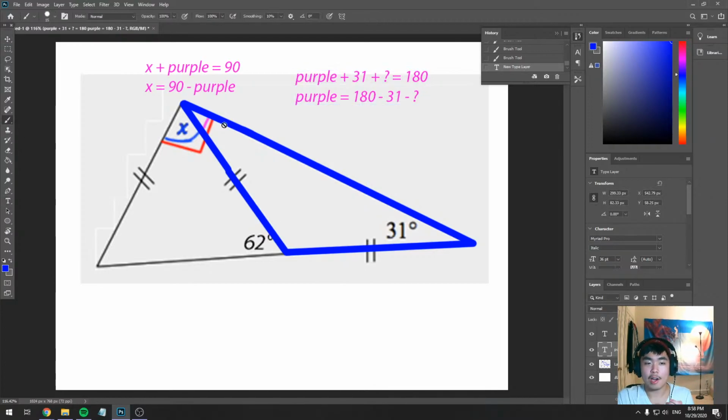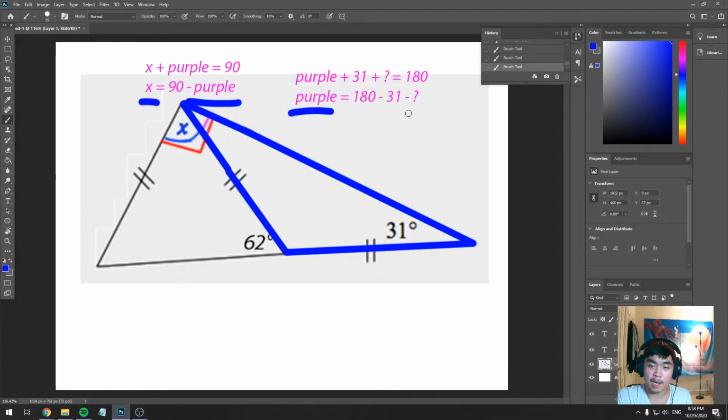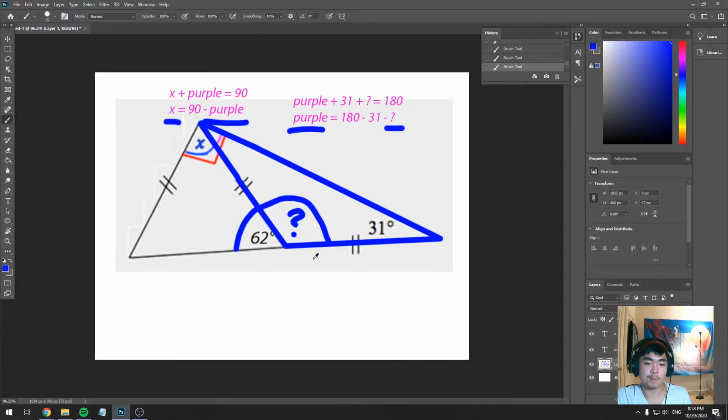Okay, so now I know, again, if I want to solve for x, all I gotta do is solve for purple. If I want to solve for purple, now all I need is to solve for the question mark, which is right here. So this whole question now boils down to, what is this question mark? What is this angle? I'll give you a second to see if you can figure it out.